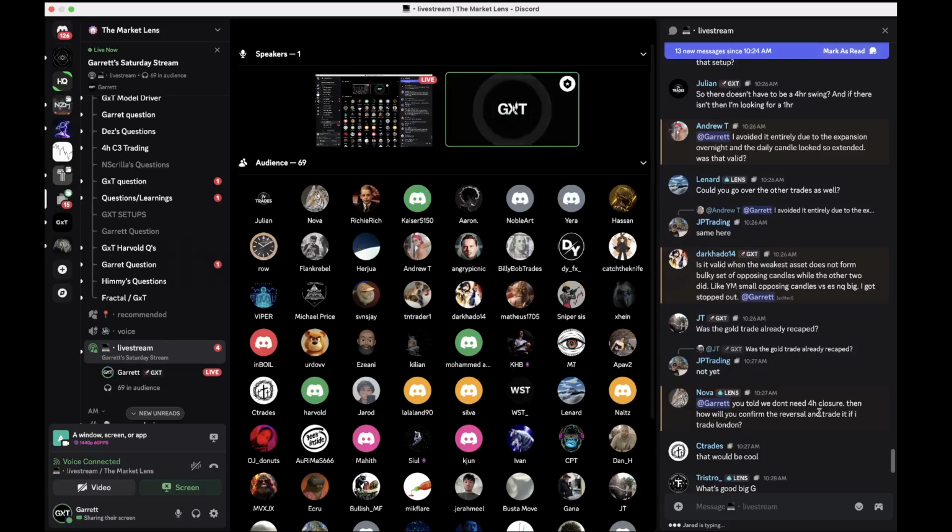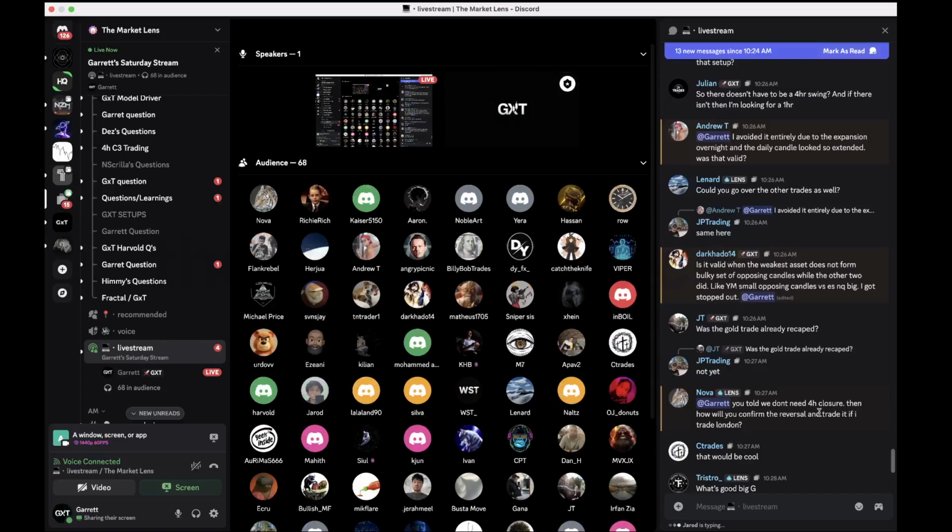Is it valid when the weakest asset does not form bulky sets of opposing candles while the other two did? Like YM small opposing candles versus ES big. I'd have to see an example. But typically, if let's say NQ and ES are the stronger assets, if they actually hit something relevant, then yeah, usually. But I gotta see what you mean by small opposing candles. If it's super small, then no, I will not do it.